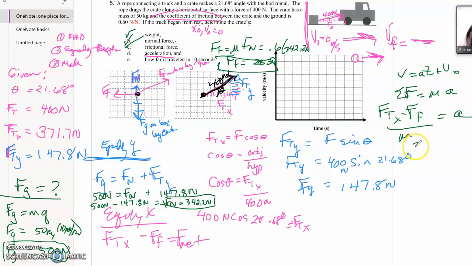So tension x is 371.7 minus friction, which is, what do we say, 205.3 newtons, over 50 kilograms equals A. So A equals, what do you think, 3.3 meters per second squared?